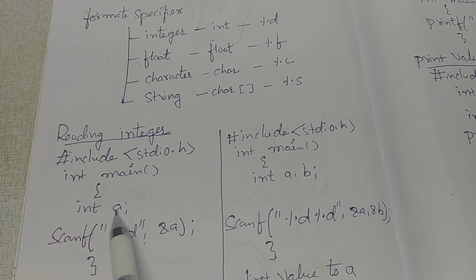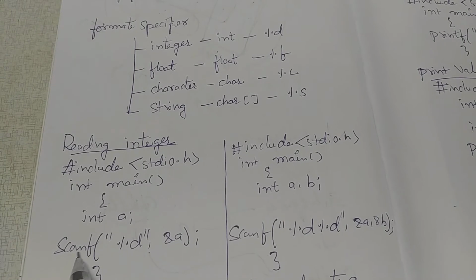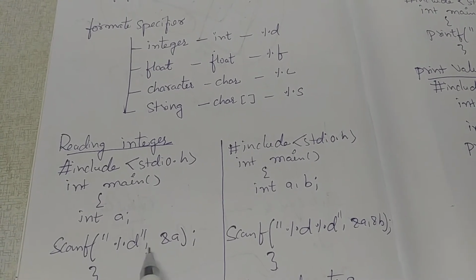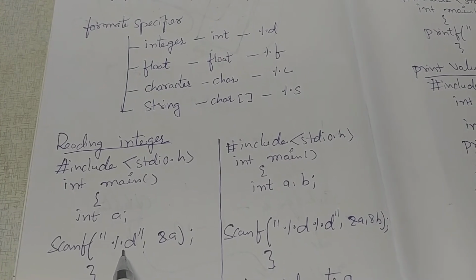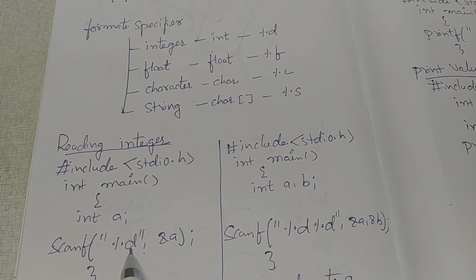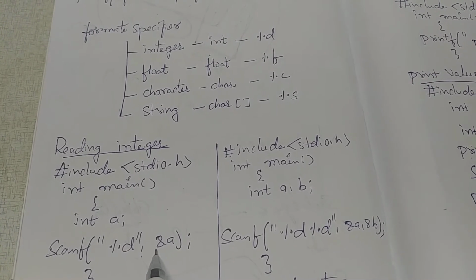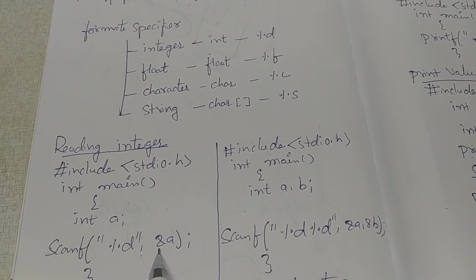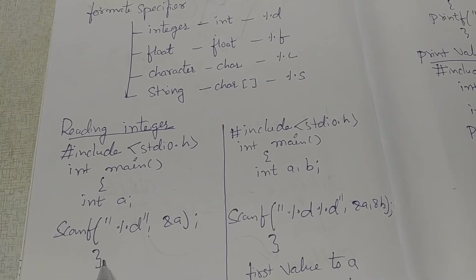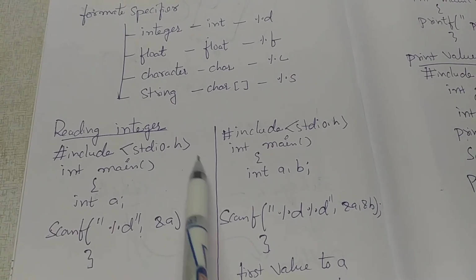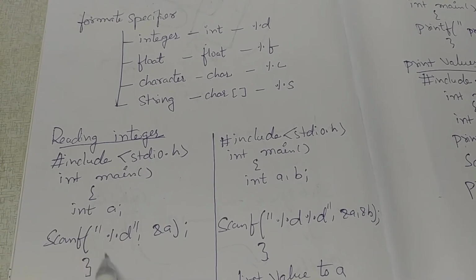Now as per reading a, this is how we have to write scanf. This is as per the syntax: scanf, format specifier and address of variable. So here we are going to read an integer. So here we have to write %d, and here it is address of variable. Address of is written by using the ampersand symbol in C language. So we are going to write &a. Then we are going to close the main function. So this is a very simple program to read a single integer.